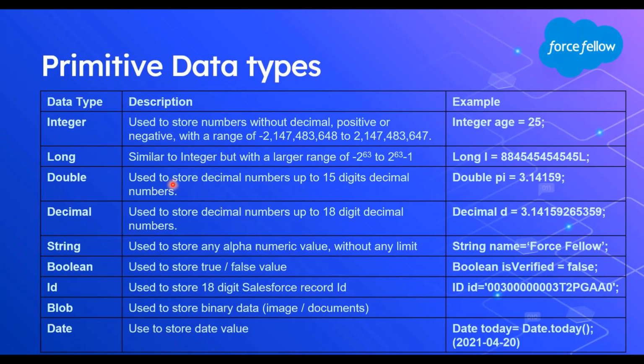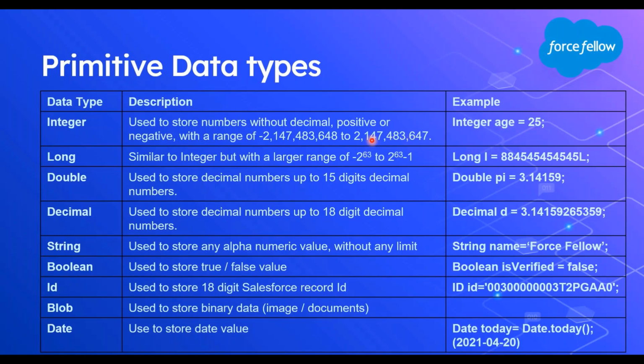In the primitive data types category, we have these basic data types to store simple values. Like if you want to store numbers without decimals, either positive or negative, then we should use integer as the data type. And in Apex, integer has this range. This is the range of negative values and this is the range of positive values. And this is how we can declare an integer variable. Like data type is integer, name is age and value is 25.